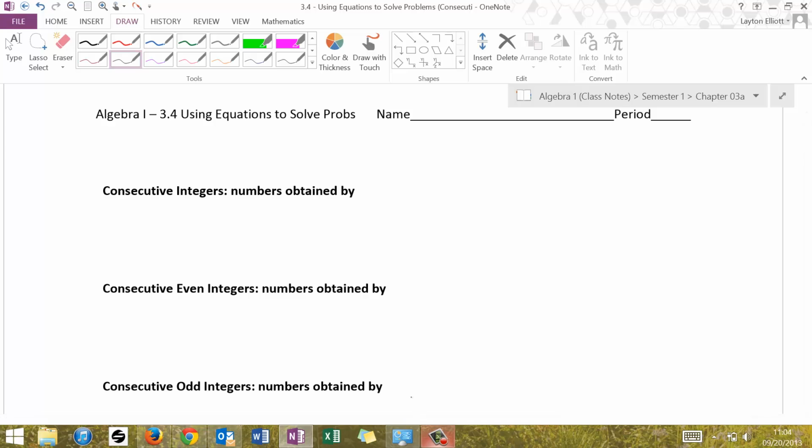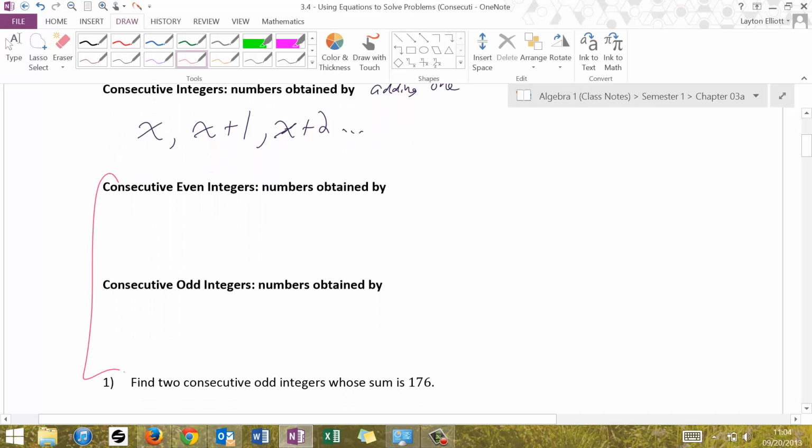To start, consecutive integers, like we said in class, are numbers obtained by adding 1, because consecutive means one right after the other. If your first one is x, your second one is x plus 1, your third one is x plus 2, and so on. Consecutive evens and odds behave similarly, because in either case you get the next one not by adding 1, but by adding 2. So if the first one is x, the next one is x plus 2, then x plus 4, and so on. It's exactly the same thing for consecutive odds.